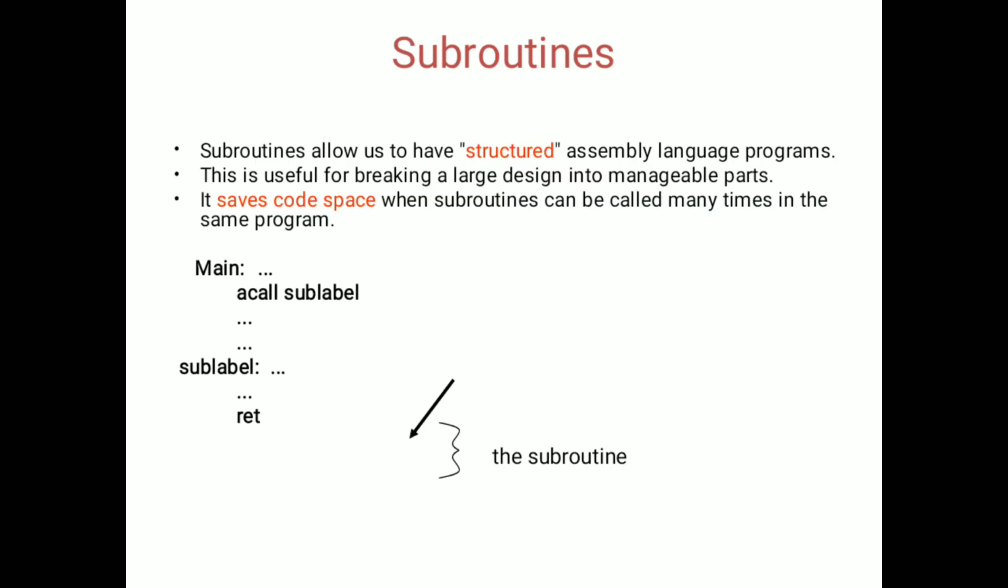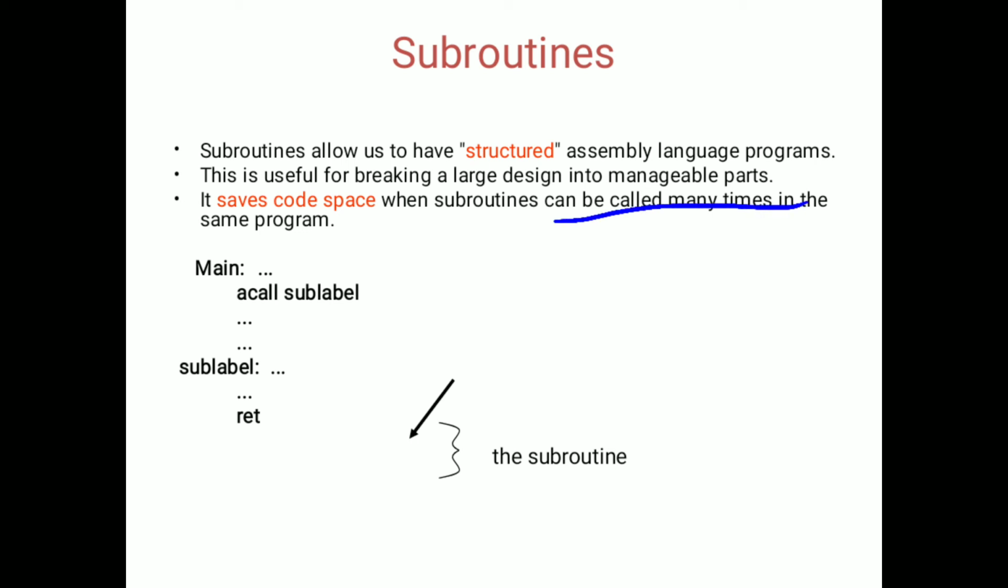The next topic is subroutines. Subroutines allow us to have structured assembly language programs. Suppose we have a very large program and it is very difficult to write it. Instead of writing a single large program, we make certain subroutines, certain functions, and whenever we require them we can use them. It saves code space also, and a subroutine can be called many times in a program.